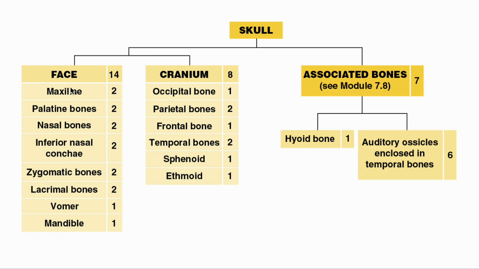If we take the skull, we can divide it up into the face bones. There's going to be 14 of them, but almost all of them are paired. So really, you only have to memorize half in terms of names. Notice the vomer and the mandible. There's only one each. The vomer will be in the nose. The mandible, of course, is your jawbone. In the cranium, we're going to have 8 bones, but 2 of them are paired. We'll have 2 parietal bones and 2 temporal bones. And then we're going to have those associated bones, the hyoid bone, which almost just kind of floats in the neck. And then we're going to have the auditory ossicles, 3 on each side for a total of 6.